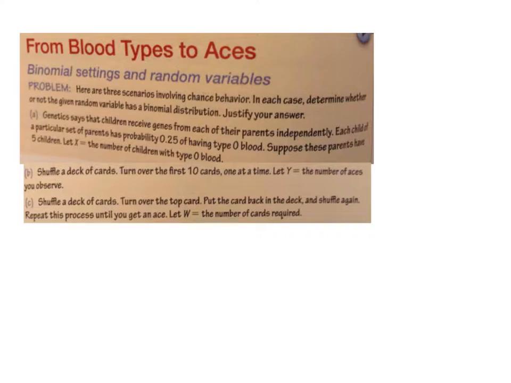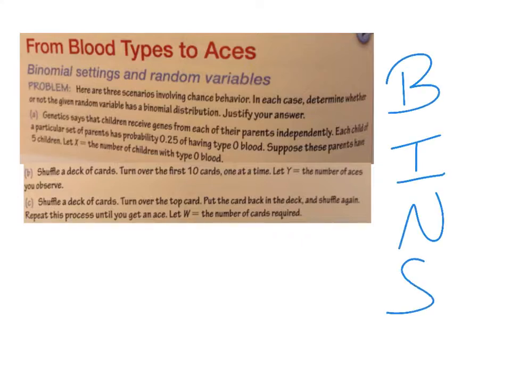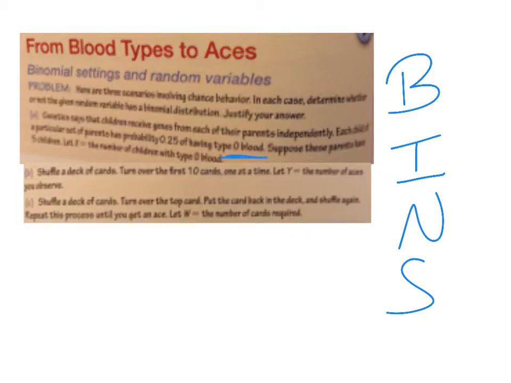Remember, the way we determine if it's a binomial variable is that we need to do the bins method, right? We need to determine if it is binary. So is there a success and a failure? Yes. In this particular case, success is that they have type O blood, where a failure would be any other blood type.